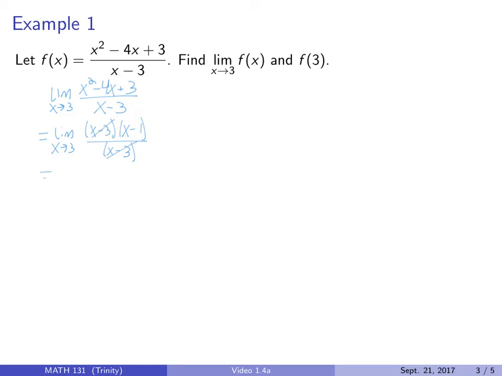So I'm left with the limit as x approaches 3 of x minus 1, and now I just have a polynomial. So to evaluate this limit, we just plug in x equals 3. So we get 3 minus 1, which equals 2. So the limit as x approaches 3 of f of x is equal to 2. Now let's compare that to the value of f of 3. If I plug in x equals 3 into the function above, we see that we would end up with a 0 in the denominator. So f of 3 is actually undefined.